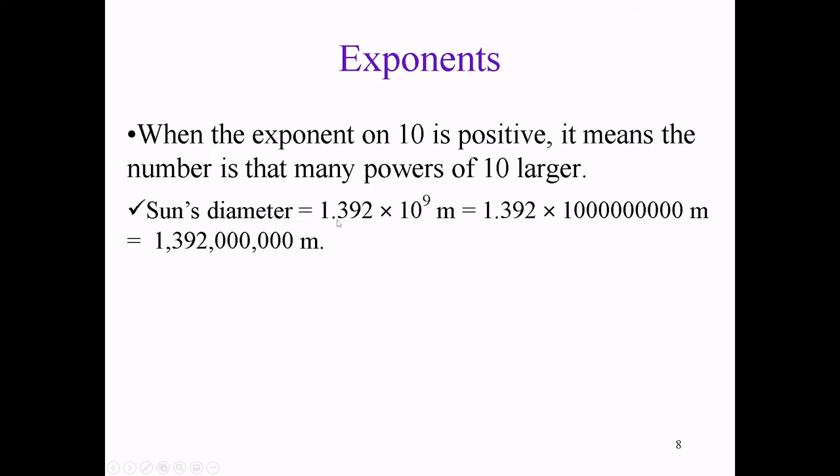For instance, here we have that the sun's diameter is 1.392 times 10 to the 9th meters. If we expand this out, that means that we have 1.392 times 1 with 9 zeros after it. So that's going to be 1 billion meters. And if we do this multiplication out, we get back to the original sun diameter that we saw before. And this is our decimal notation here.